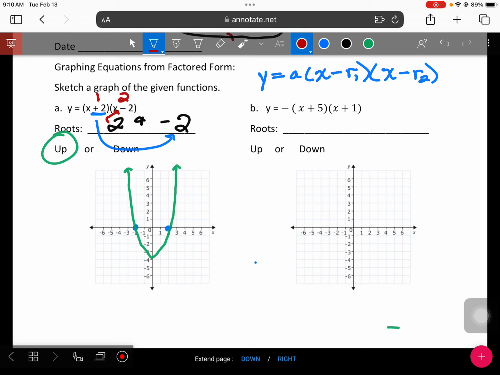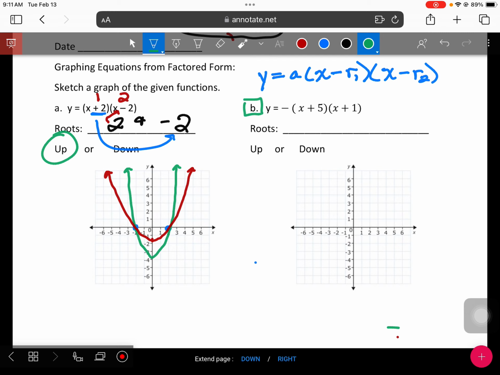Now, your graph might look like that. It might look like this. Okay? I would take both of those because it's not asking you to find the vertex. All right? Did everybody hear me? You just need to make sure it goes through the roots and that it's opening upwards. Any questions about that?